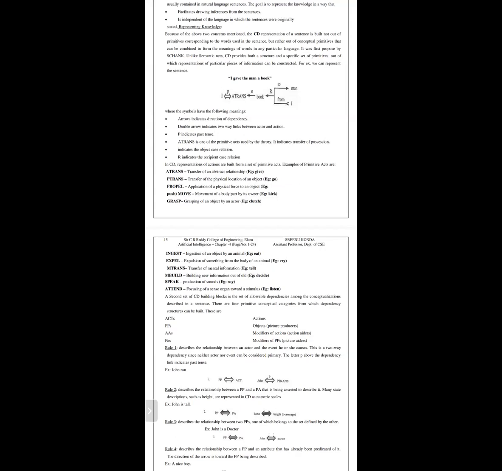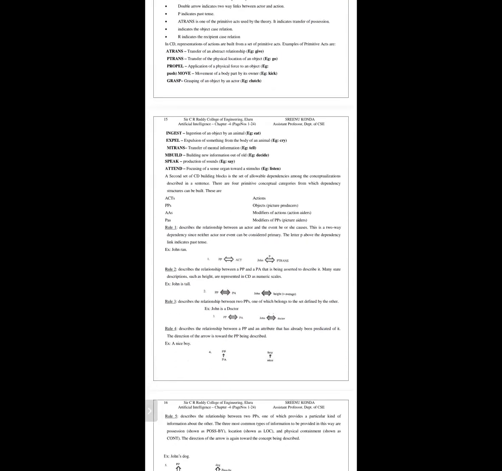Next, attend. Attend means listening or focusing on something, that is, focusing of a sense organ towards a stimulus. For example, listen. So all these are the primitive acts which we use in conceptual dependency.